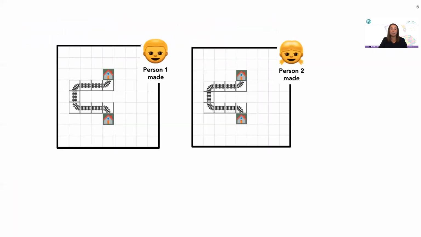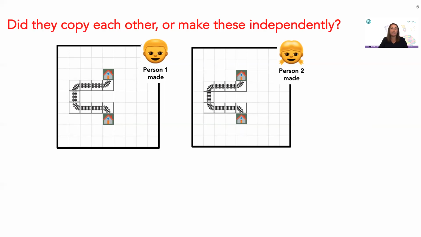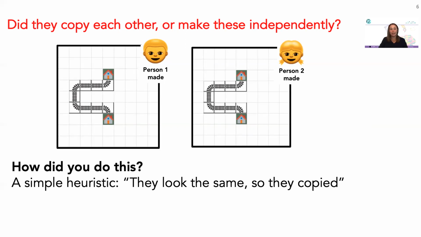Let's consider an example. Imagine two people were asked to build a train track that connected these two houses, and they both built train tracks that look like this. Now, what do you think? Did they copy each other or make them independently? In this case, most people guess that someone copied. The question is, how did you do this? Well, for this example, it looks like you might be doing something quite simple. Maybe you're just noticing that these two train tracks look identical and are using a simple heuristic that designs that look more similar are more likely copied.